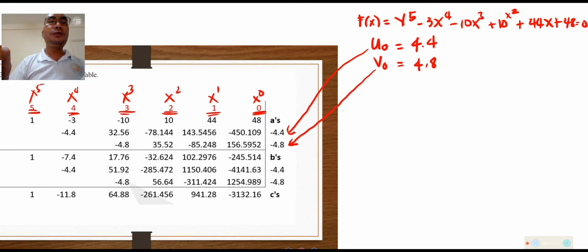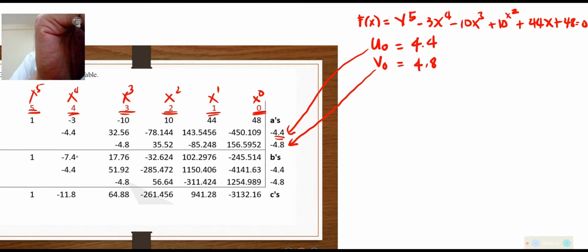So let's now proceed with the synthetic division. We normalize the equation for us to easily do the synthetic division. The first step is to bring down 1, and then we multiply this 1 by negative 4.4. So that becomes negative 4.4. And then in synthetic division, we add the next term, so negative 3 plus 4.4, that is 7.4.